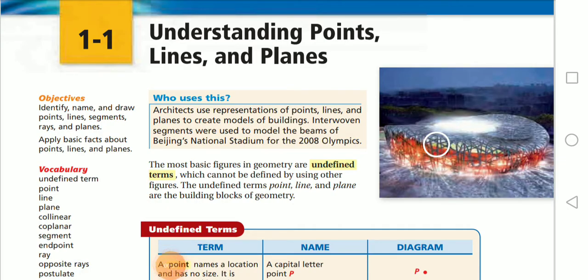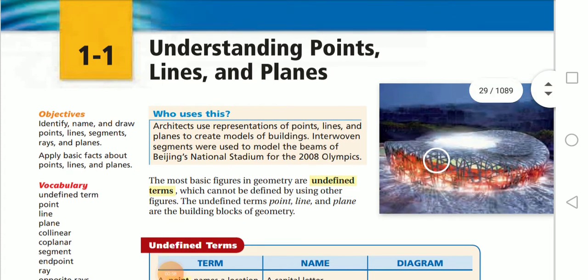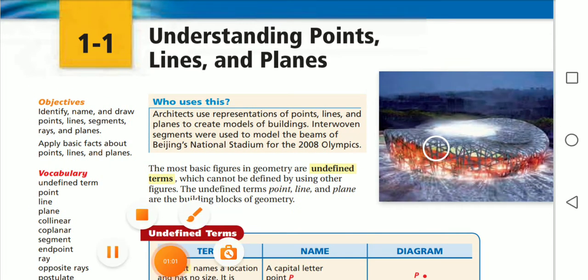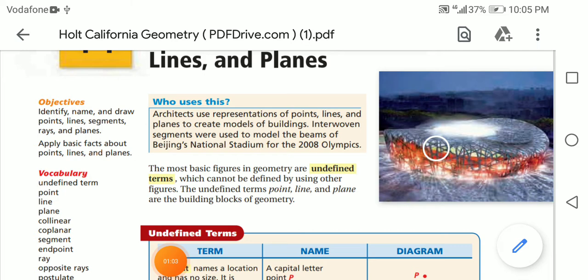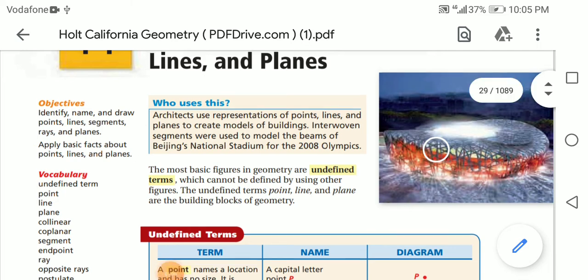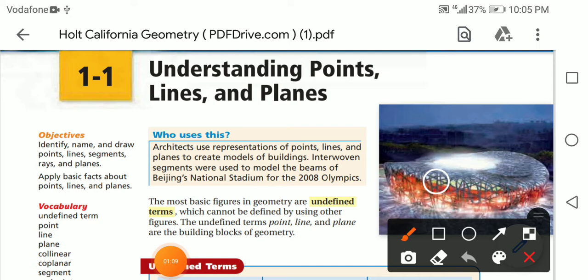So, understanding points, lines, and planes. I have here some objectives. By the end of the lesson, I have to know all of these, okay? So, by the end of the lesson, I will be able to identify, name, and draw points, lines, segments, rays, and planes. Apply basic facts about points, lines, and planes. Okay, so objectives here to know what I'm going to study from this lesson.